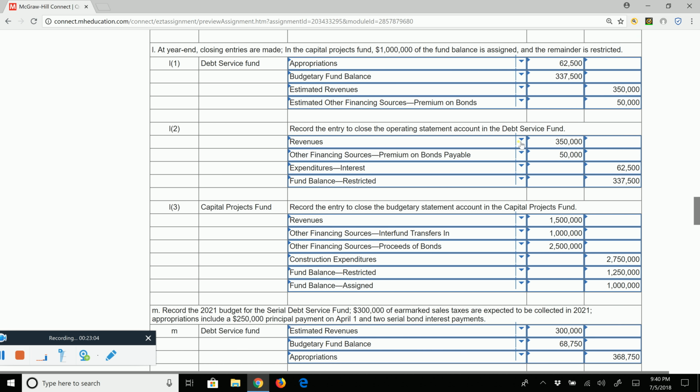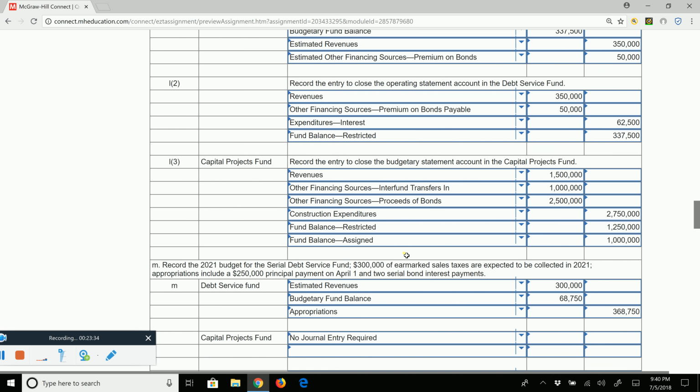And we're going to close our actual accounts. Close our revenue and our sources with debits. Close our expenditure with credits. Everything is getting closed out to restricted fund balance for the debt service fund. Remember, all the monies we received into the debt service fund were specifically from basically a third party, in this case the taxpayers, agreeing that the sales tax is going to be paid specifically for this reason.